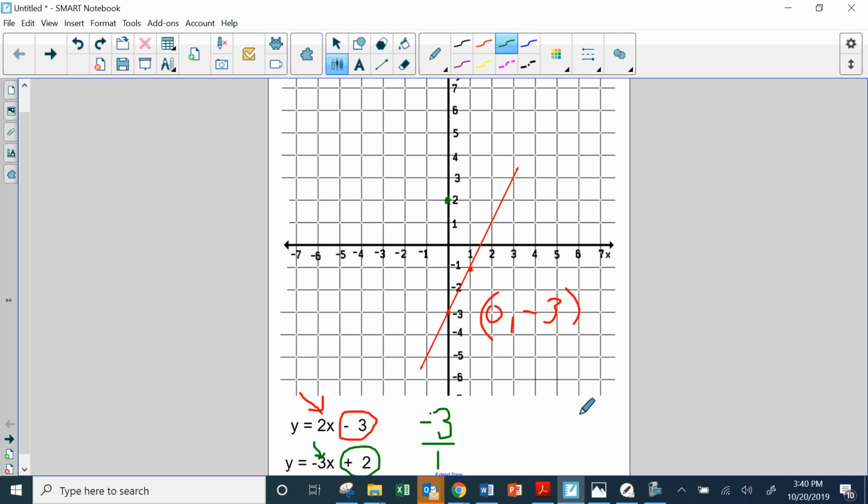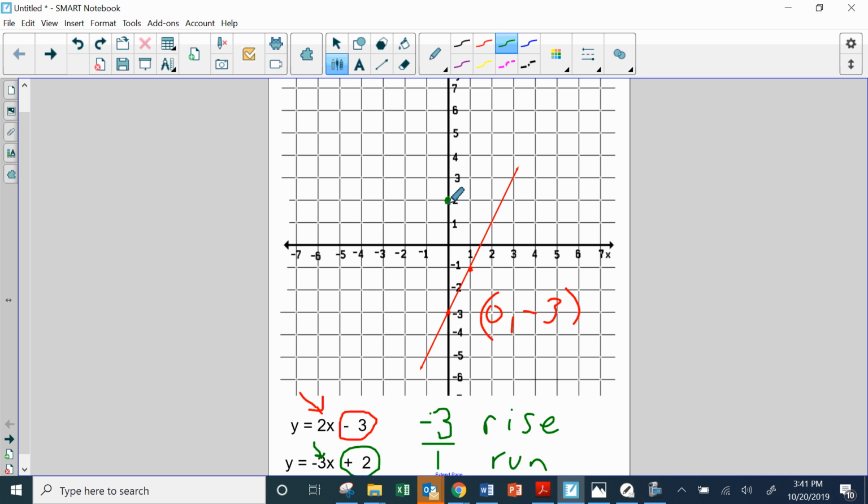And now I'm going to do a finger if this works. That is my rise over my run. So rise, once again, means up or down. If it's a positive number, you go up. If it's a negative number, you go down. So in this case, I have a -3. So I'm going to start at my y-intercept, and I'm going to go down 3, so down 1, 2, 3.